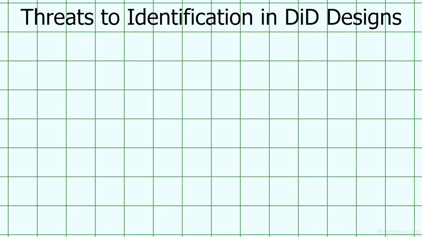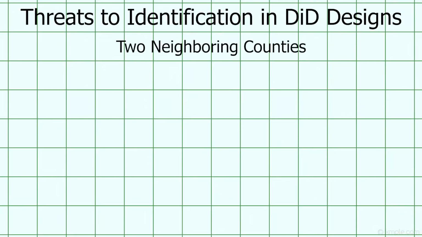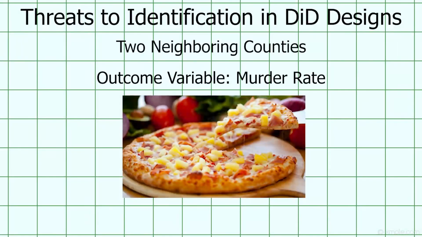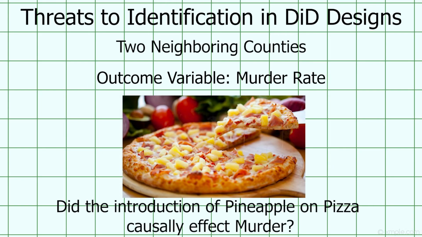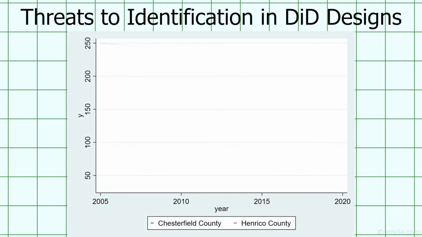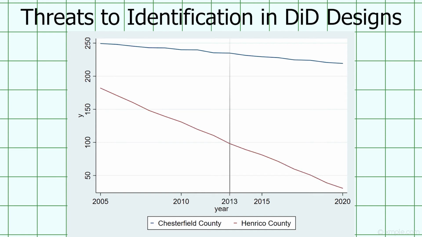The other main problem that can affect difference in differences analysis is a bit more insidious. Let's say that we have data on the murder rate in two neighboring counties between 2005 and 2020. In 2013, a pizza shop in one of the counties started offering pineapple as a pizza topping, so we decide to use the difference in differences method to see if pineapple as a pizza topping increased the murder rate in that county. Plotting out the murder rate in each of the two counties, it's pretty clear that the pizza shop's decision had no effect on the murder rate.